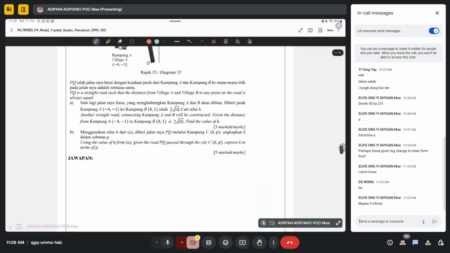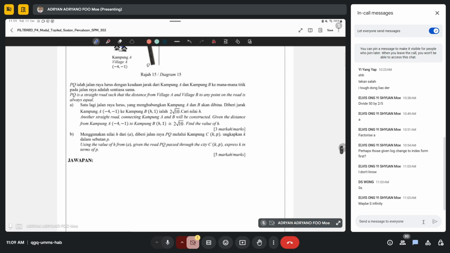Okay, the first question A no problem，他已经给你两个 point，他叫你找 distance，找 value of h，所以你只是 apply the distance formula. y2 minus y1, then square and so on，这个应该没有问题。Just apply formula and then you get your answer. Now the question is difficult when we enter question B.